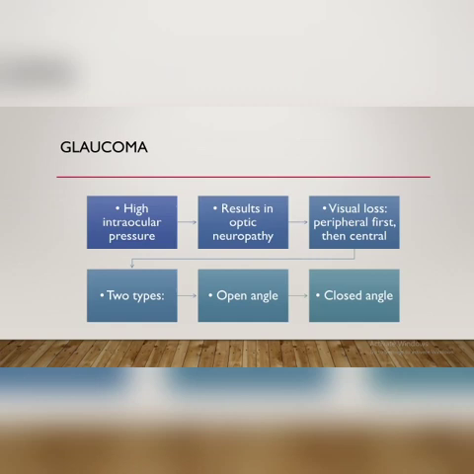Glaucoma, many students have the idea that it's a high intraocular pressure. It's associated with high intraocular pressure, but not always. It results in optic neuropathy. Visual loss is there, and the pattern of visual loss is peripheral first and then central. We usually have two types of glaucoma, the open angle and the closed angle.